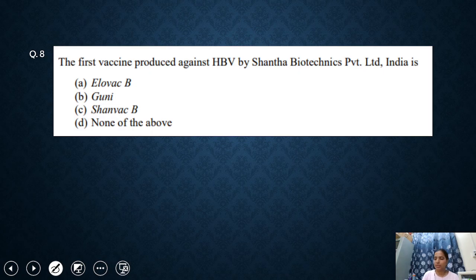Now this is the next question. The first vaccine produced against HPV by Shantha Biotechnics Private Limited, India, is. So they are asking about the name given to the first vaccine. Shanvac B? No, they are asking about the first vaccine, and that is against HPV. That is Genevac. This is the name they have given to this first vaccine.